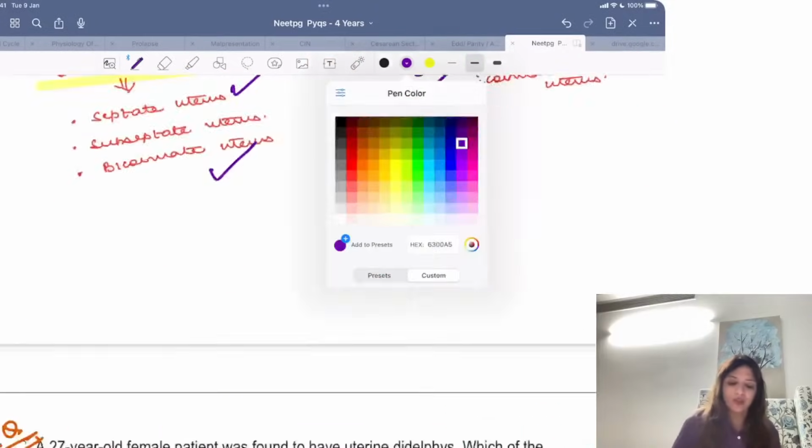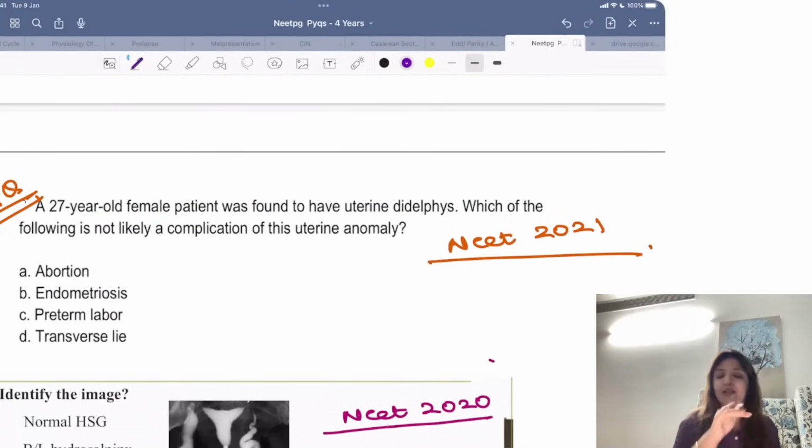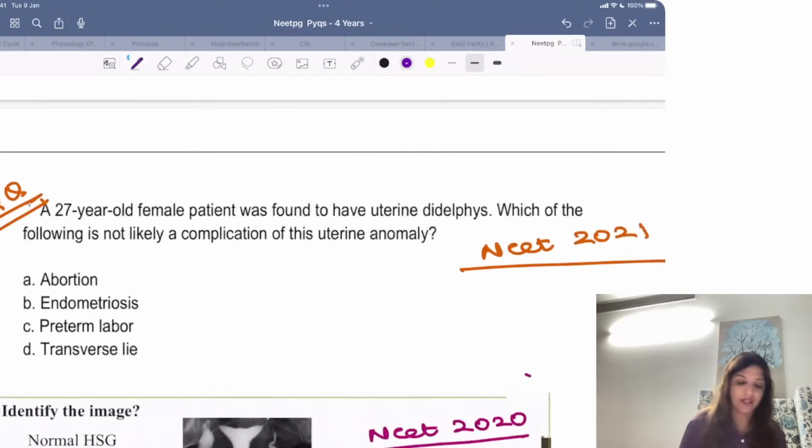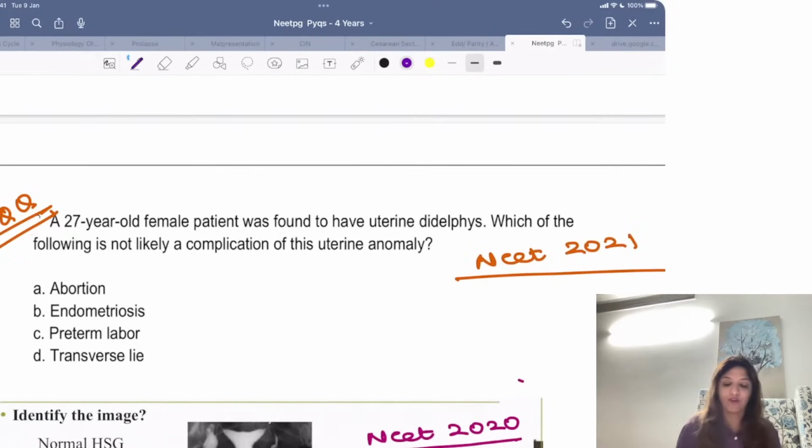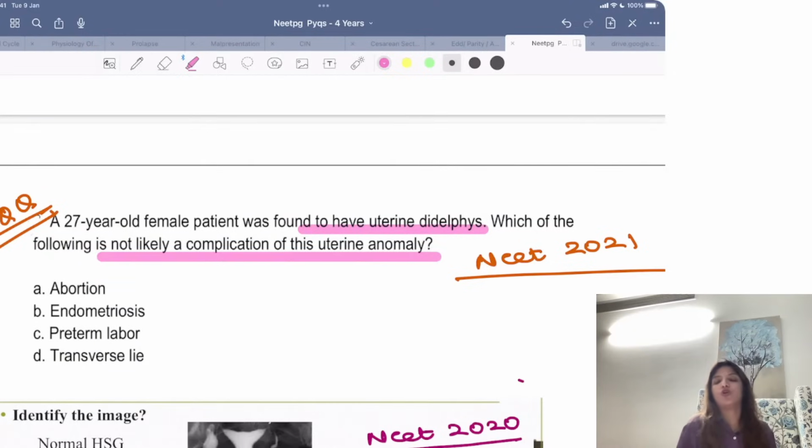So now a question was asked in NEET 2021 again. NEET 2021 had a lot of questions related to congenital malformations. The question is, a 27-year-old female was found to have uterus didelphys. Which of the following is not likely a complication of this uterine anomaly? Tell me quickly. Which is not a complication in this condition?